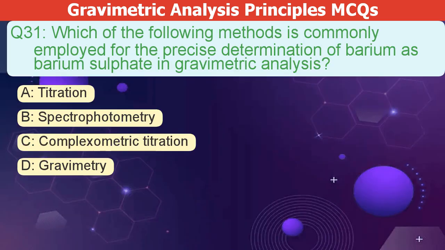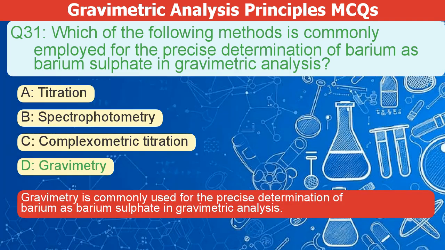Which of the following methods is commonly employed for the precise determination of barium as barium sulfate in gravimetric analysis? A. Titration. B. Spectrophotometry. C. Complexometric titration. D. Gravimetry. The correct answer is D. Gravimetry is commonly used for the precise determination of barium as barium sulfate in gravimetric analysis.